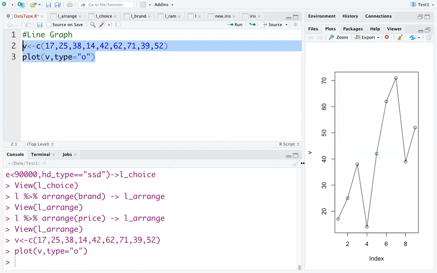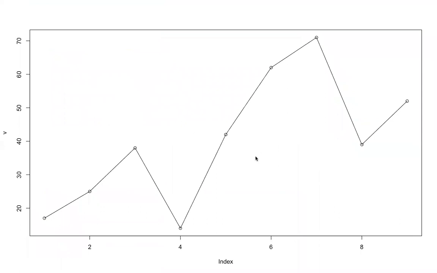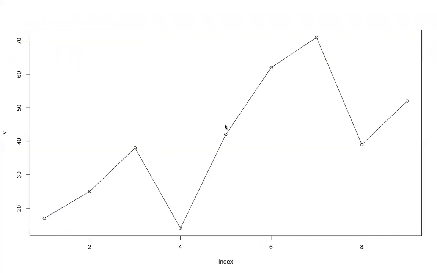Okay. So let's zoom it. This is a graph that has been created. Okay. So we have a vector and these are the vector values. And these are the points that we have. Now in this, we have the line as well as points. Both are visible. So that's why we have used O there. Okay.